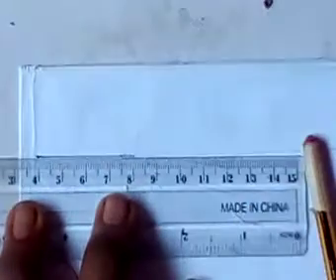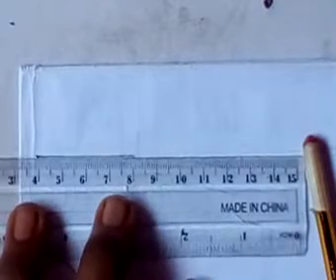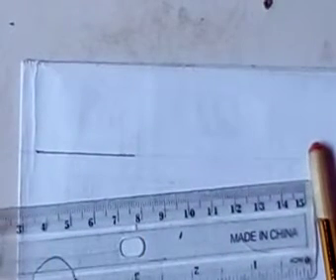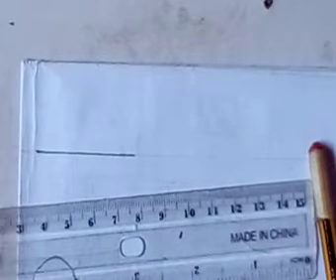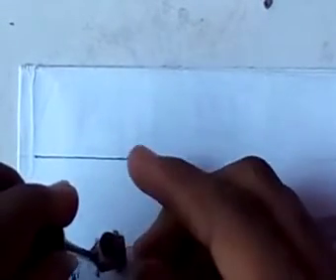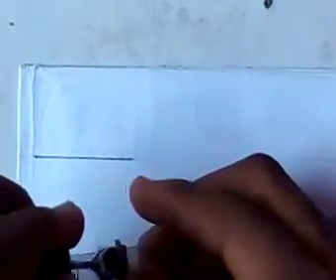Then we have the remaining sides as 4 centimeters and 3 centimeters. So now I need another side of 4 centimeters. I open my compass to 4 and cut an arc. Then I'll need a side of 3 centimeters, so I cut another arc.